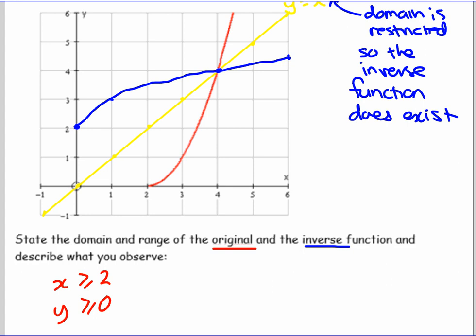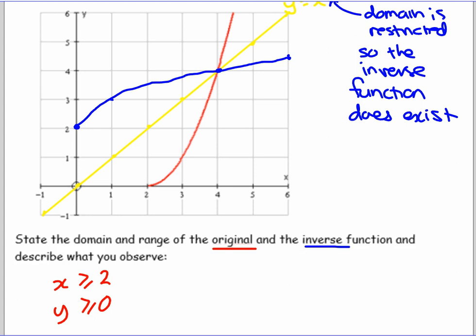Exactly. So x is greater than or equal to 2, because see, it's going on infinitely from 2. It's going on infinitely wide. And the y value the original one starts at is 0, and then it goes upwards infinitely. There's nothing at the top of that red graph telling you that it finishes. There's no dots or anything.